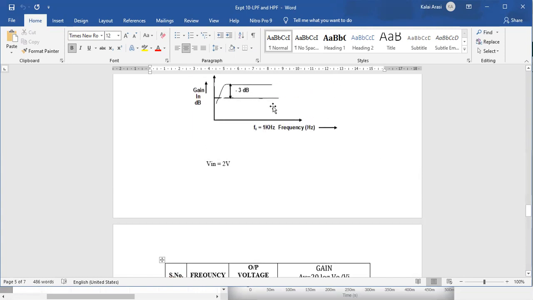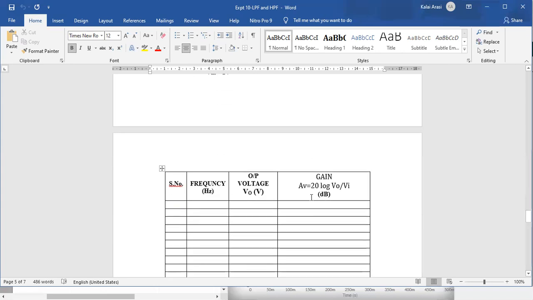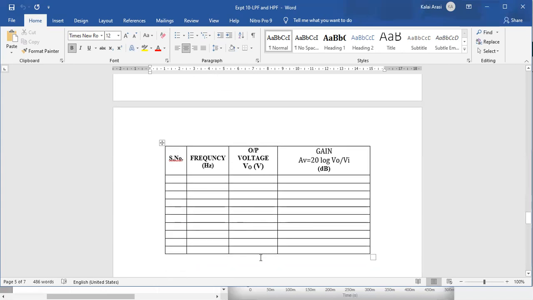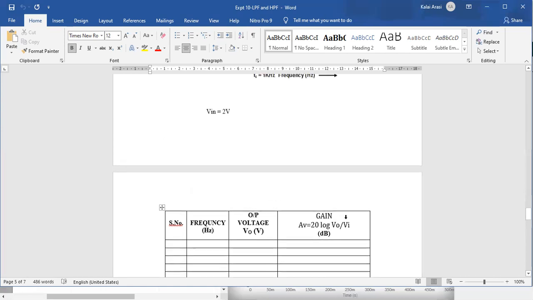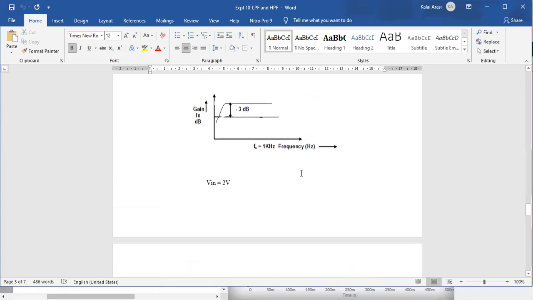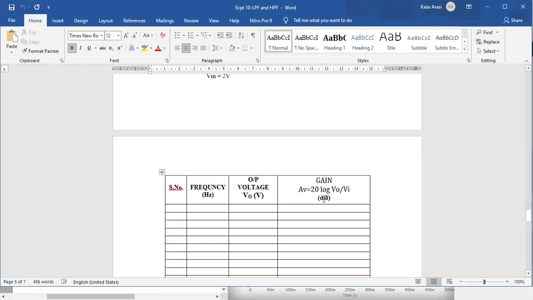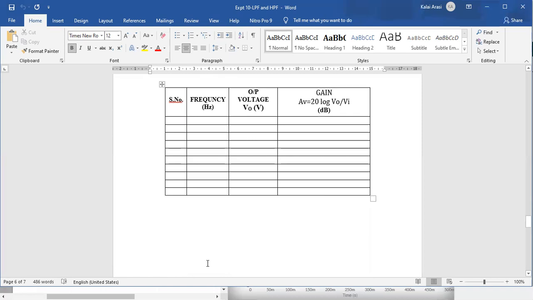After that, the output voltage is constant. In the constant range, you should take some 4 to 5 readings. So totally around 10 readings you can take. Calculate the gain, then plot this against frequency on the semi-log graph sheet. You will obtain the frequency response. Then draw the 3 decibel line and obtain the cutoff frequency. So this is the cutoff frequency. Verify the theoretical and practical frequency.